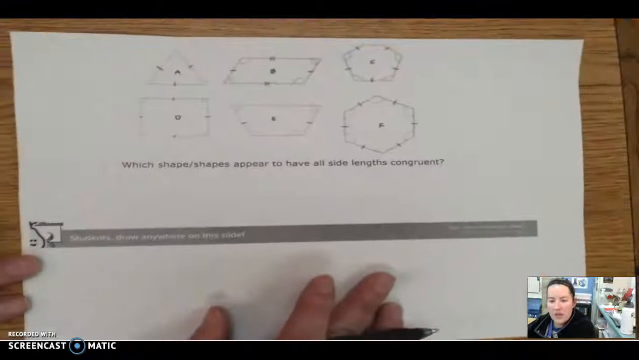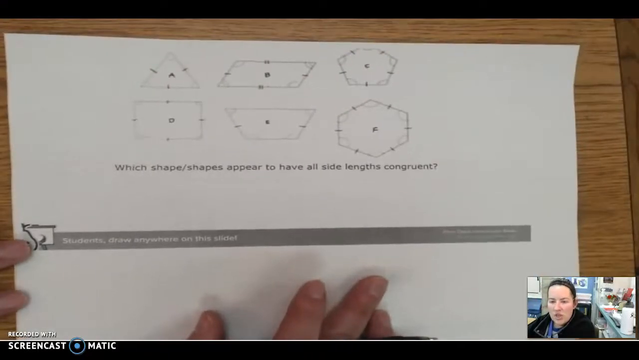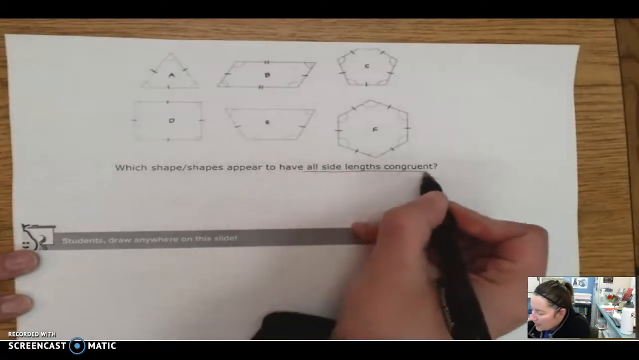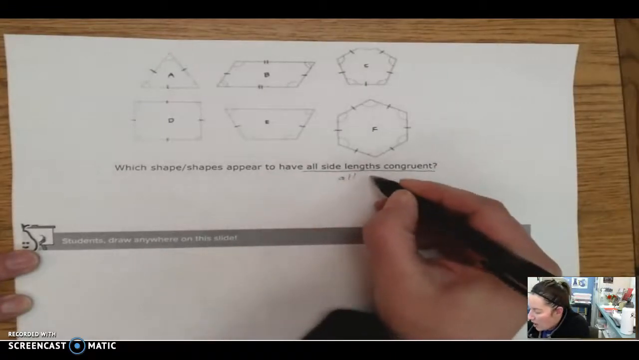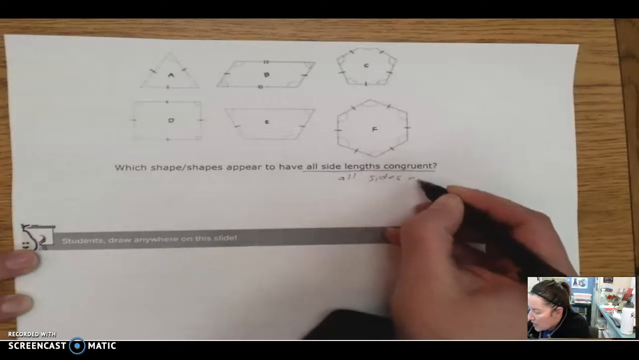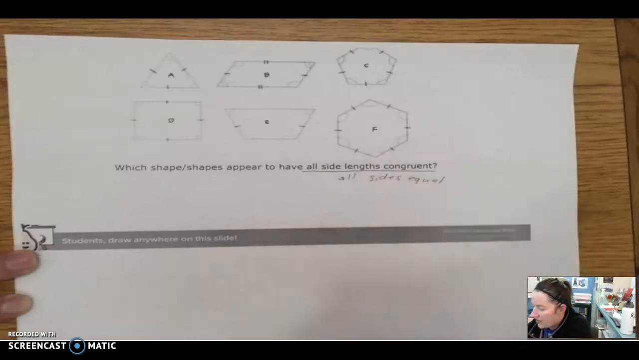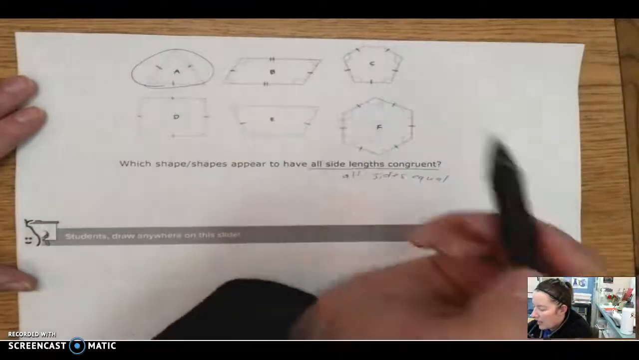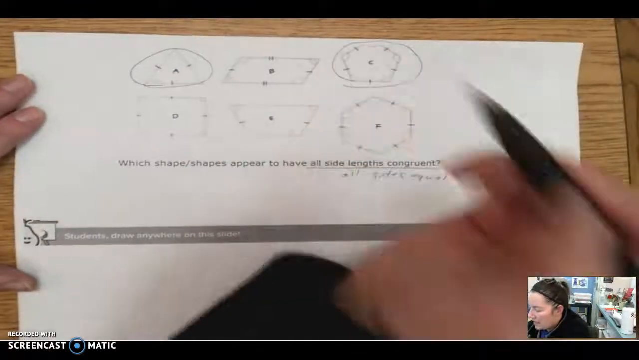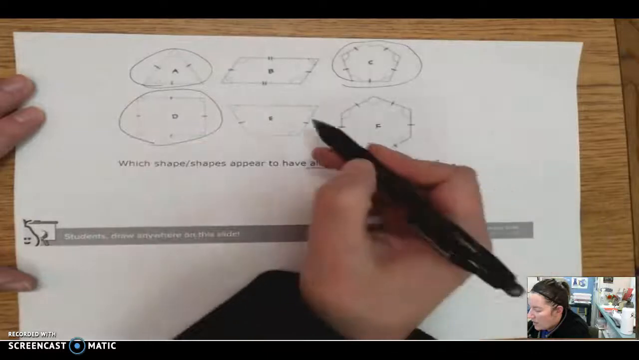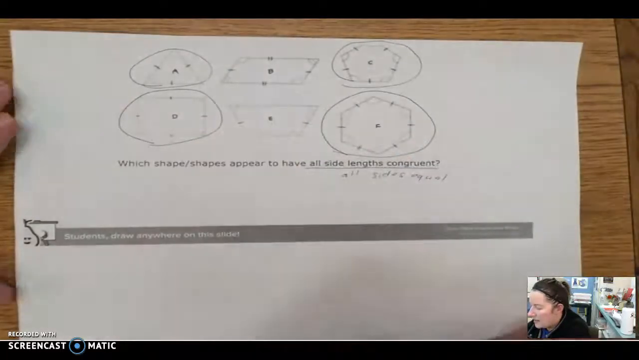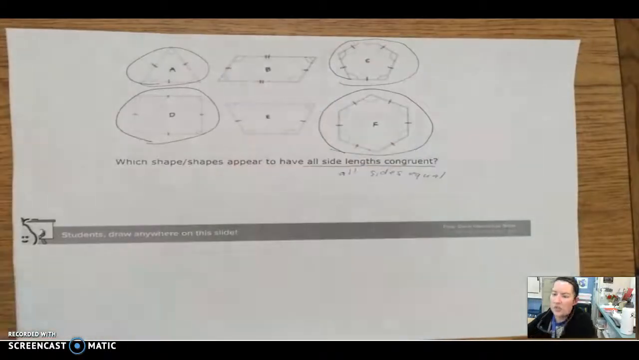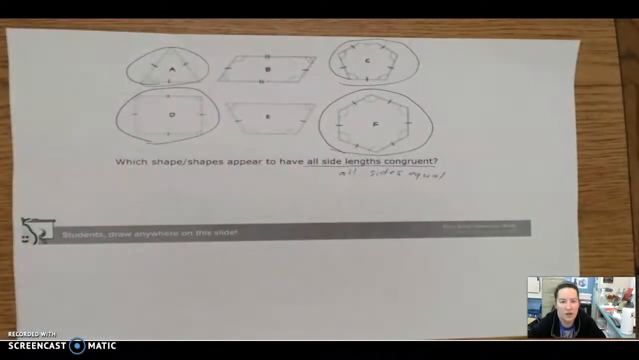I have it printed right here. So it says, which shape or shapes appear to have all side lengths congruent? That means all sides equal. So you're just going to circle which ones have all sides equal. Well, this one has all sides equal, not that one. Yes, this one, not that one. Yes, this one. Right? How did I know it was not those? Because these ones are marked with 2 and the other ones are not marked at all.